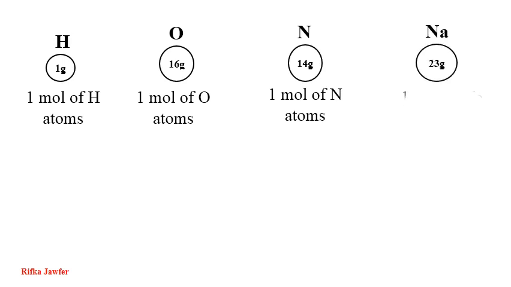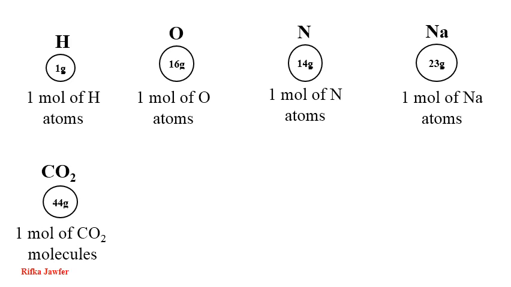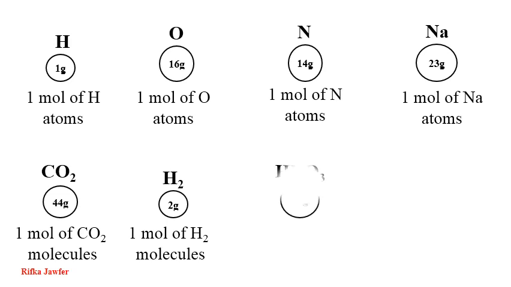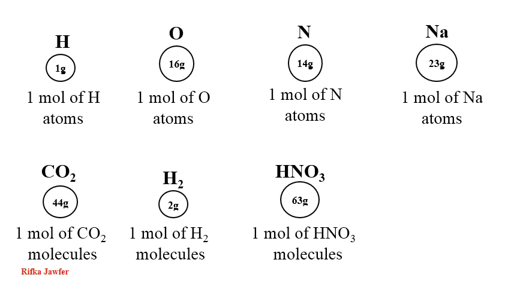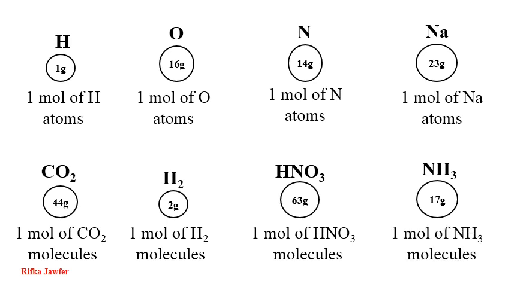23 grams of sodium contains 1 mole of sodium atoms. 44 grams of carbon dioxide contains 1 mole of carbon dioxide molecules. 2 grams of hydrogen contains 1 mole of hydrogen molecules. 63 grams of nitric acid contains 1 mole of HNO3 molecules. And 17 grams of ammonia contains 1 mole of ammonia molecules.